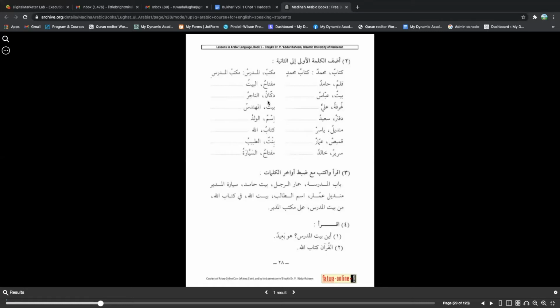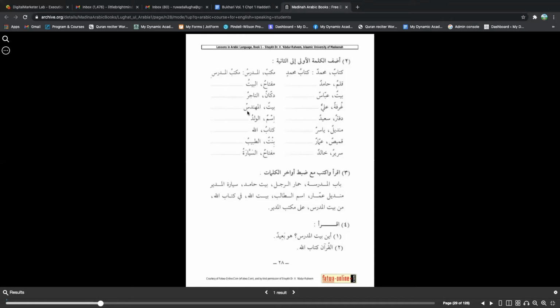Dukkanun is a shop or a store. Notice there's a shadda over the kaf, so you have to combine the dal with the kaf, with the sound of the kaf. Dukkanun. At-tajiru is the merchant. Okay, so we want to make it the merchant's shop. Just drop the dhamma. Dukkanu at-tajiri, not at-tajiru, so it has to be dukkanu tajiri. So there's the merchant, the businessman, meaning his shop.